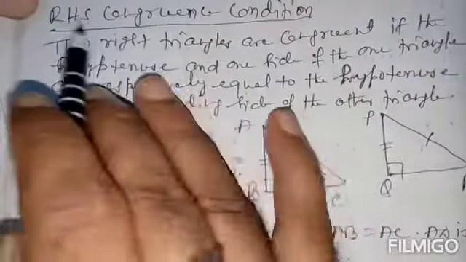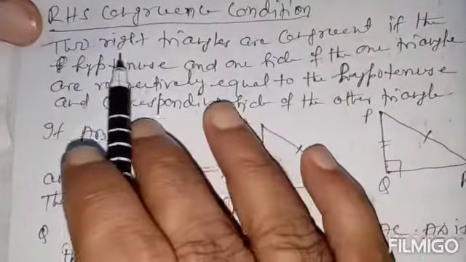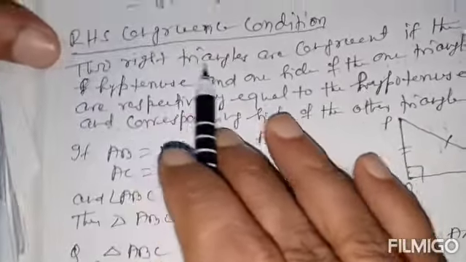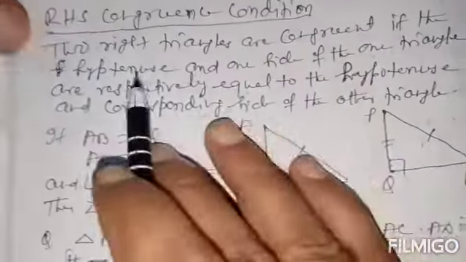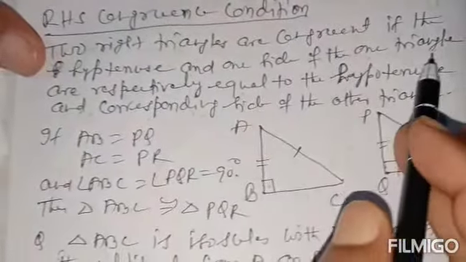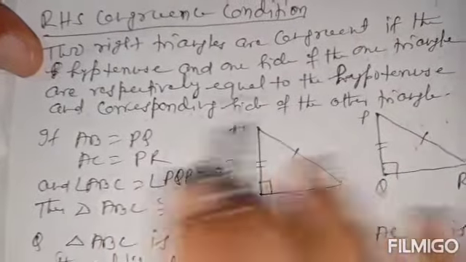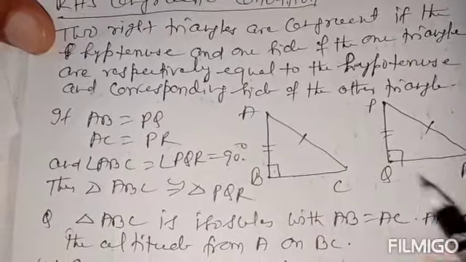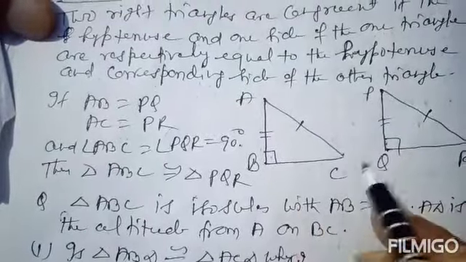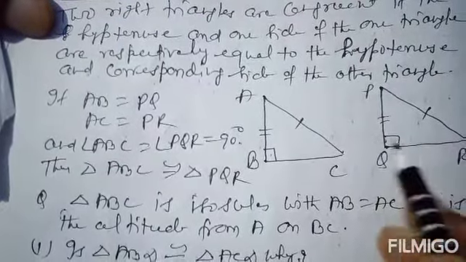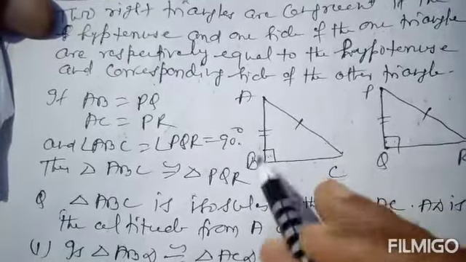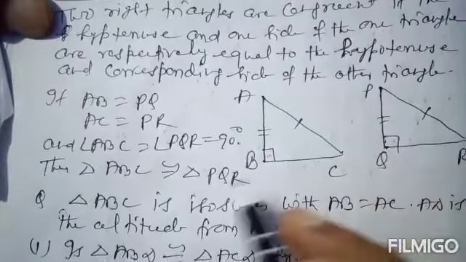Now the RHS congruence condition. This condition is only applicable for right angle triangles. Two right triangles are congruent if the hypotenuse and one side of one triangle are respectively equal to the hypotenuse and corresponding side of the other triangle. Just like in triangle ABC and PQR, if AB is equal to PQ and hypotenuse AC and PR both are equal, and angle B and angle Q are each equal to 90 degrees, then we can say that triangle ABC is congruent to triangle PQR.